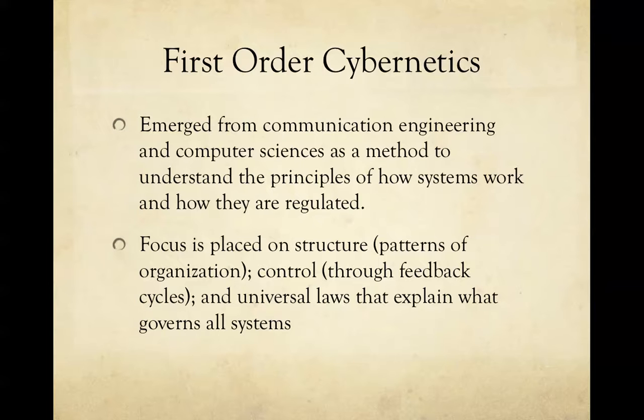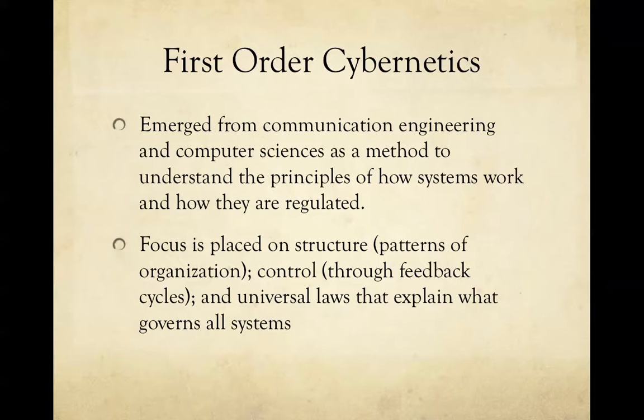The focus in first-order cybernetics is placed on structure or patterns of organization within systems. It's also a focus on control, which happens through feedback cycles, and a focus on universal laws that explain what governs all systems. So I'll say that again. In cybernetics, we understand the patterns of organization among systems by looking at the way that the systems are structured. So how do the parts of the system fit with one another? What are the patterns in the way that the system is set up and organized?